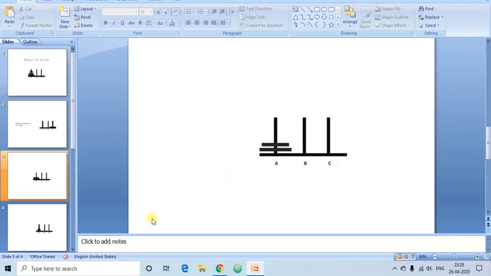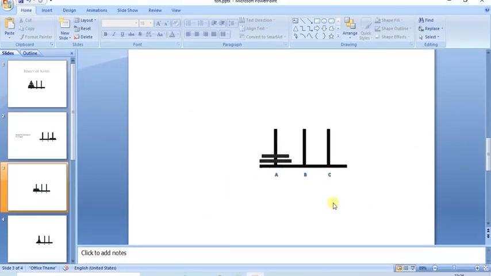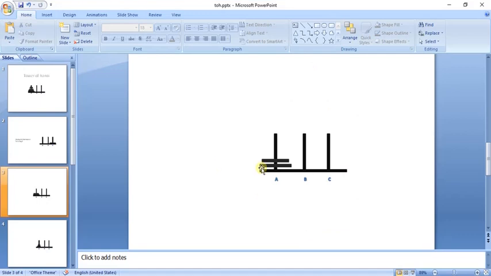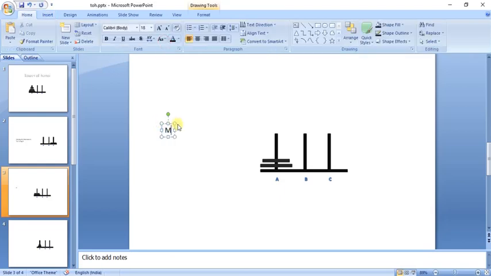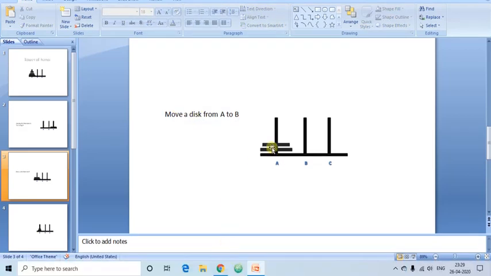Now we are given two disks. Here we have to move two disks from A to C. Now what we can do, first we have to move the uppermost disk from A to B. Means the first step should be: move a disk from A to B. First we have to move that. Okay, done, we have moved that from A to B.